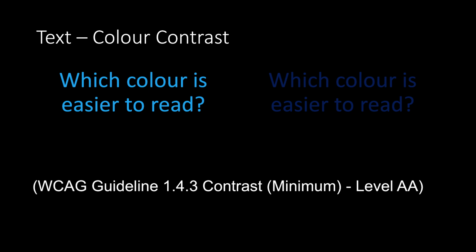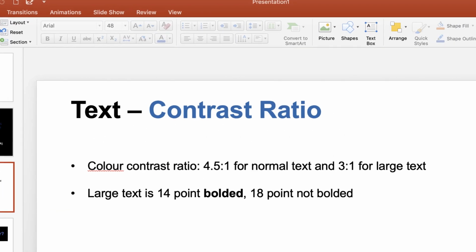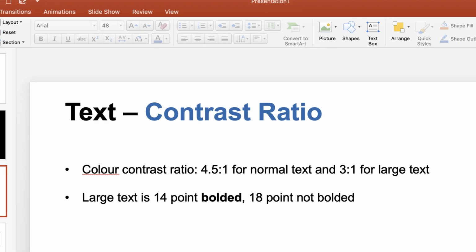Today, I'd like to talk about color contrast. For AODA compliancy, we must meet WCAG Guideline 1.4.3 contrast minimum. This is a AA guideline. When we're talking about contrast ratio, color contrast ratio needs to be 4.5 to 1 for normal text and 3 to 1 for large text. Large text is considered 14-point bolded, 18-point not bolded.